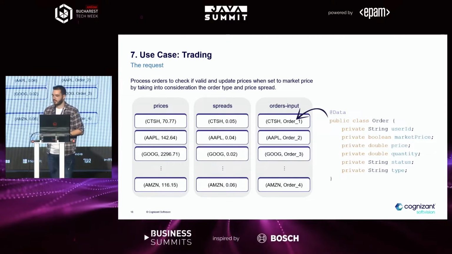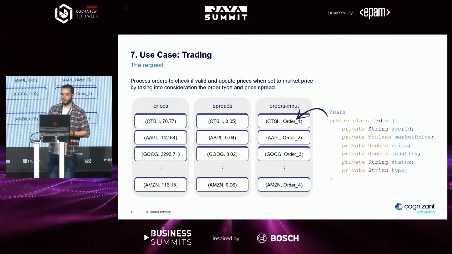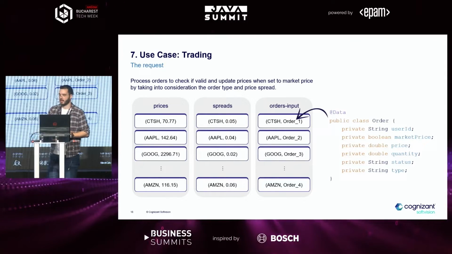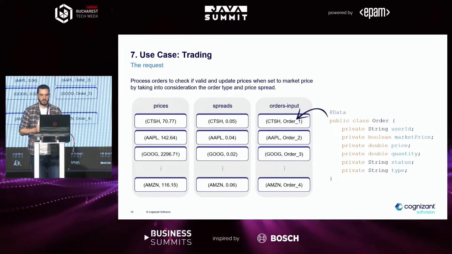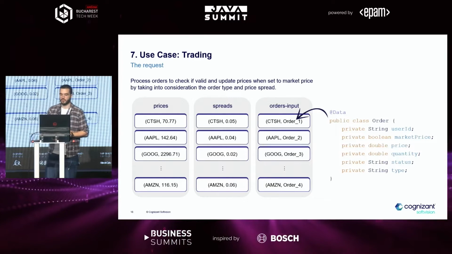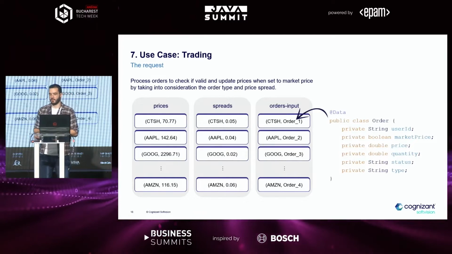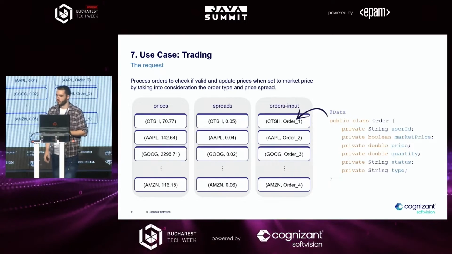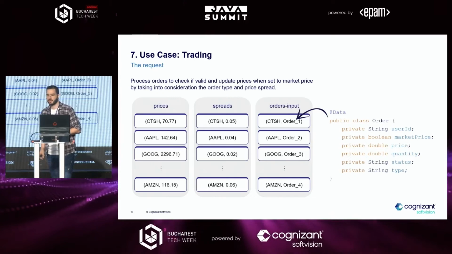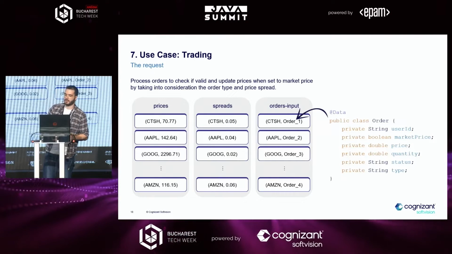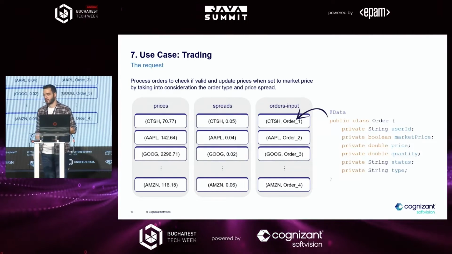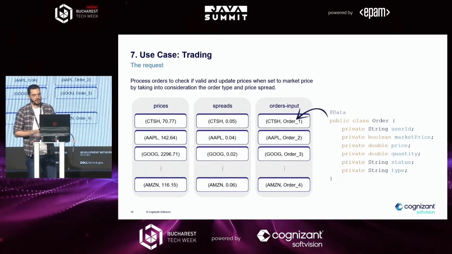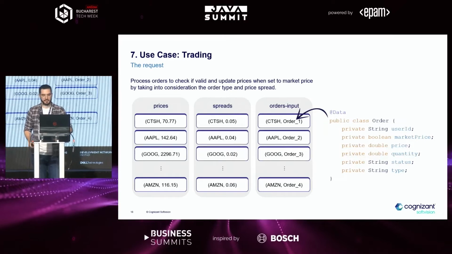As you can see, we have three topics. One for stock price, which contains records having a string key and a double value. One for stock spread, which contains the same string key and double value for the spread percentage, and one for orders, which contains records defined by a string key and an order object that has a user ID, market price flag, price, quantity, status, and type.